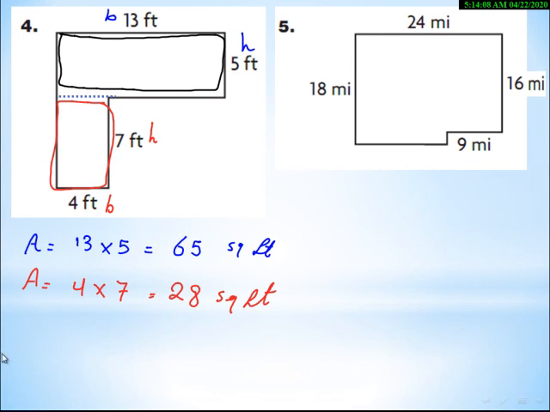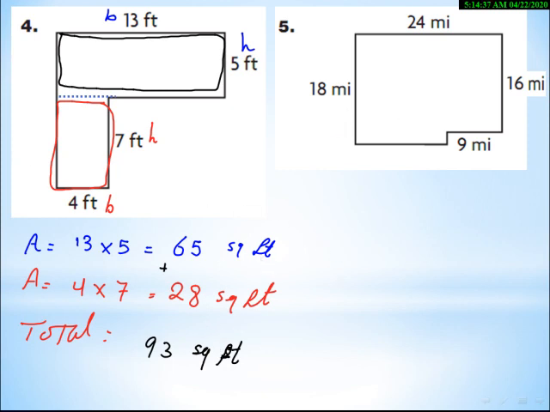Finally, what is the total area? Total area equals what? Yes, I'm gonna add them together. 5 plus 8 equals 13, 3, and we carry up 1. 7 plus 2, 9. So 93 square what? Feet. Square feet. Great job.